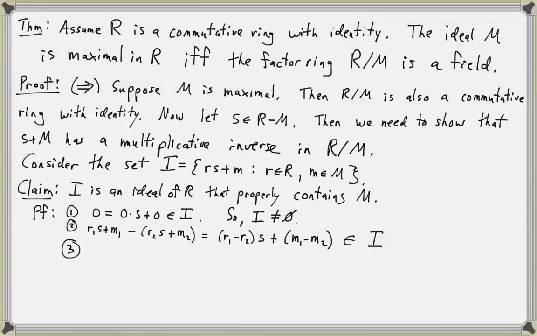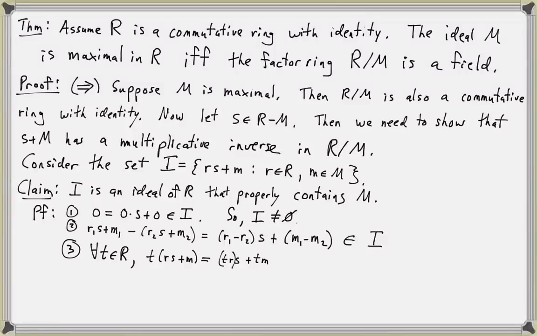Thirdly, let's look at arbitrary multiplication in the ring. So let T be an arbitrary element of the ring. So for all elements T in the ring, T times an element of I, so RS plus M, then I can distribute the T and write this as TRS plus TM. So TR is still an element of the ring.